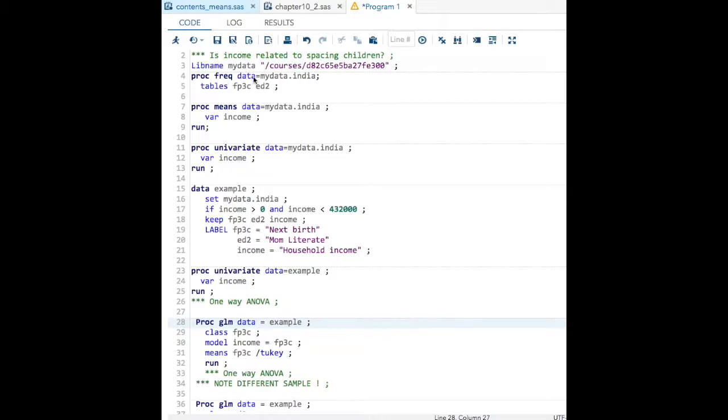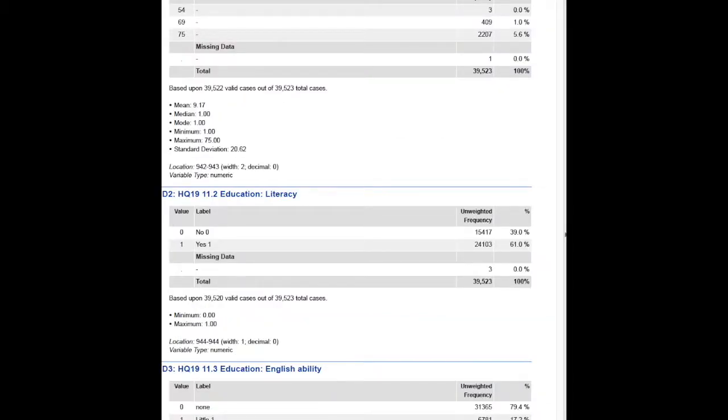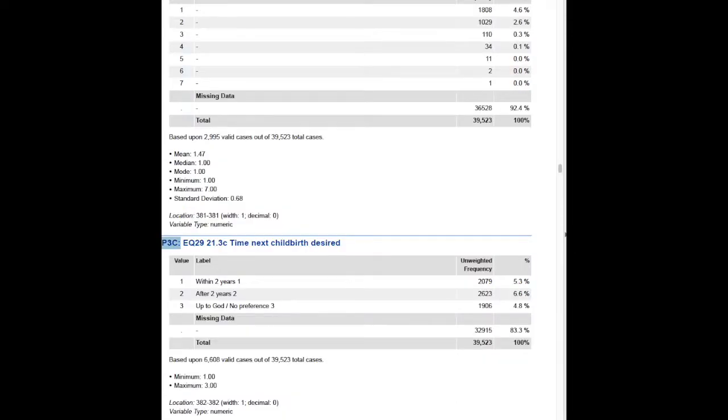Proc freq data equals my data.india, tables, FP3C and ED2, which if you look here, ED2 is whether or not the person was literate, and FP3C was the time they wanted to have their next child. So there are 3 categories. If they want to have their child within the next 2 years, after 2 years, or it's up to God. They don't have any preference.